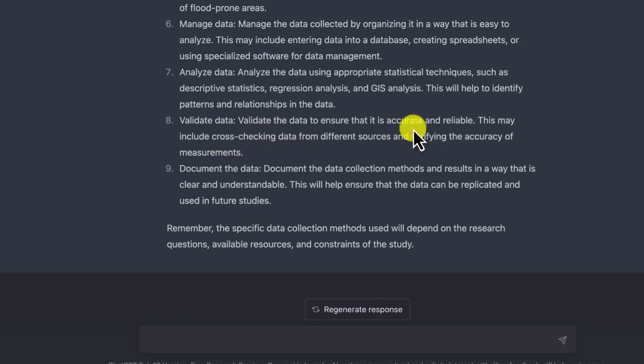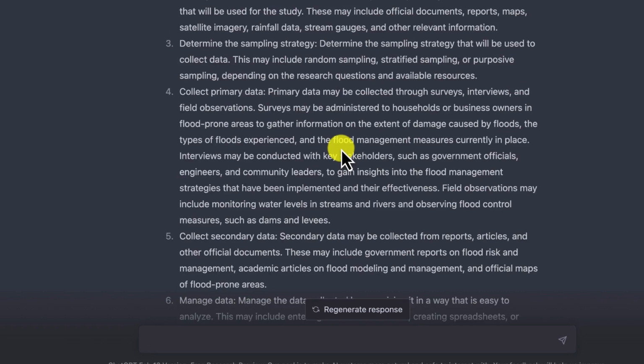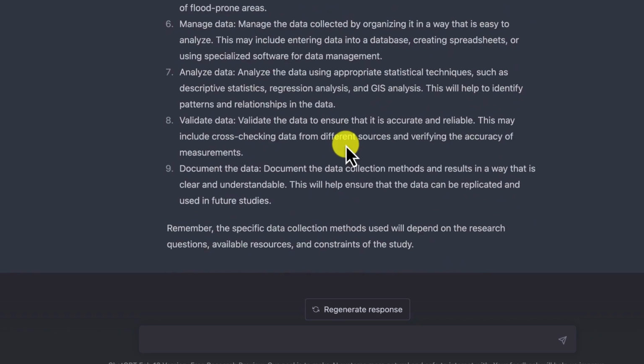Okay, you can include cross-checking the data from different sources and verifying the accuracy of the measurements. You can also document the data process. So this is just the general, step-by-step guide on how to conduct the research.